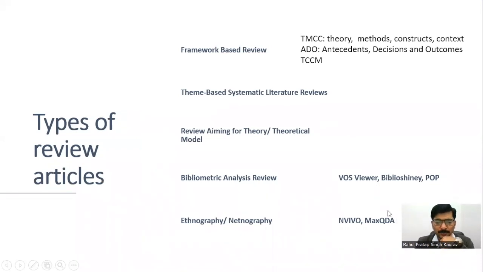These are the different types of review articles. One, and the very important one, is based on the framework-based. How does a framework-based review help us? Frameworks are generally of two, three types. This slide has only three frameworks, but there are several other frameworks we'll discuss in the later part of the video. First part is about TMCC. So we are trying to identify the theory, methods, construct, and context about how many papers have been done.